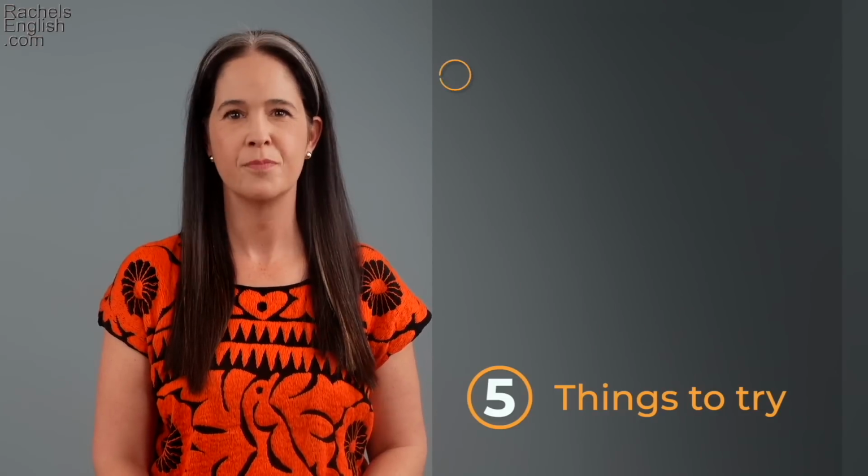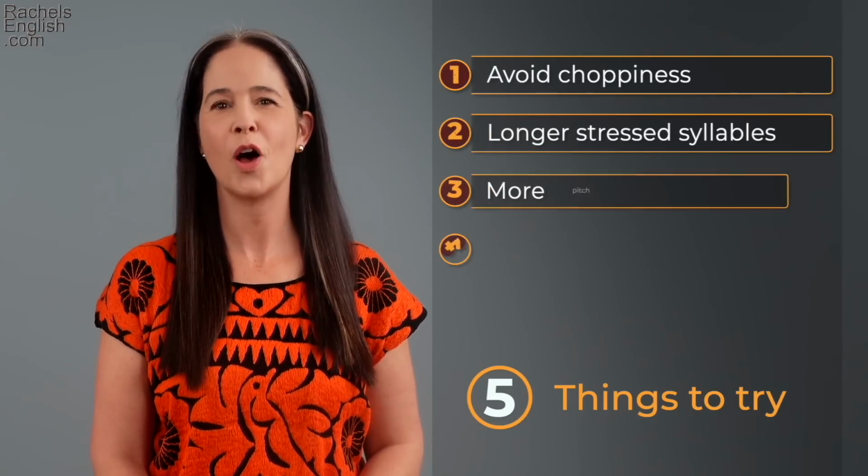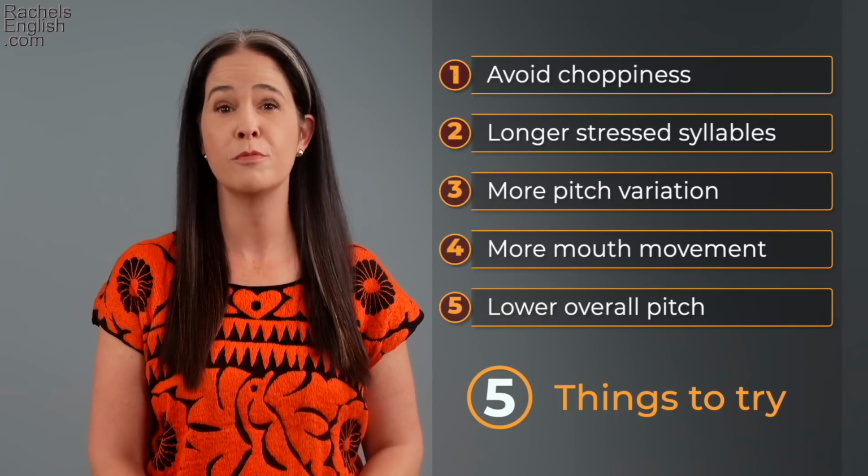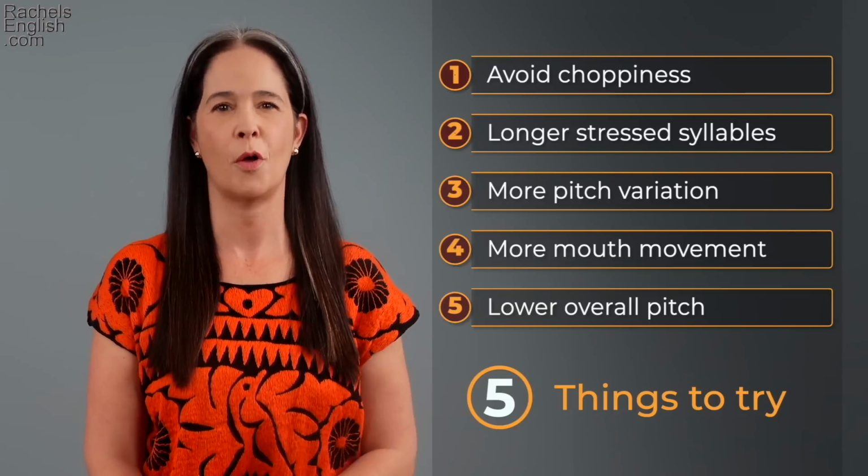And I think that, you know, to change your mind from the da da da da da to the just the constant flow forward, I think just that one mind change is gonna make things clearer. And then adding in this more pitch modulation is also gonna make things way clearer. Five things to try. Avoid choppiness. Longer stressed syllables. More pitch variation. More mouth movement. Lower overall pitch.